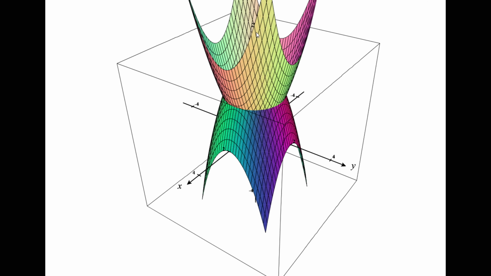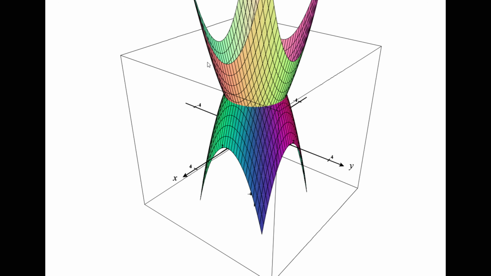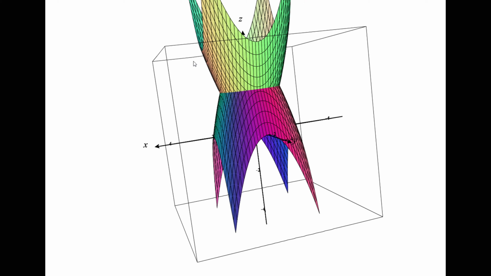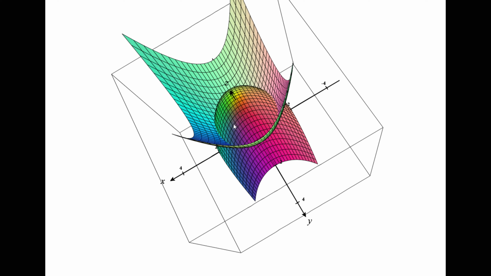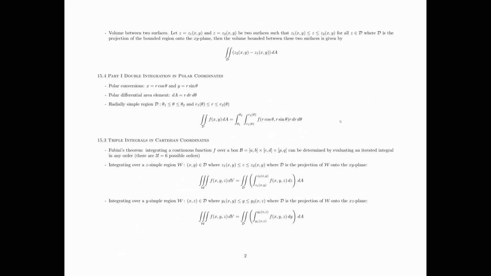off this region of space. Okay, so now what we can think about here is this surface right here, this one on top, this is the top surface. So this is sort of like our Z1 and Z2. So our Z2 is the top surface. So for this problem here, the z equals 4 minus x squared minus y squared, that would be the top surface, and Z1 would be the bottom surface, which is z equals x squared plus y squared.